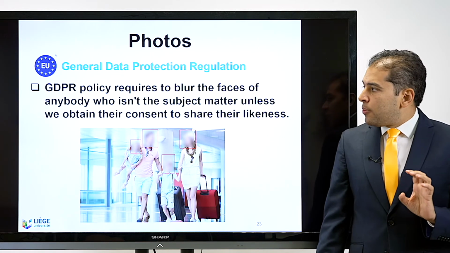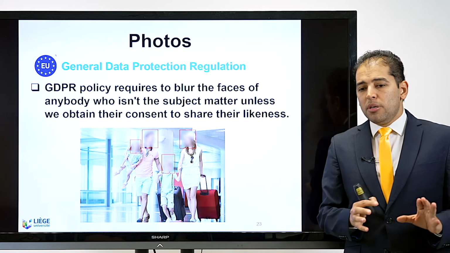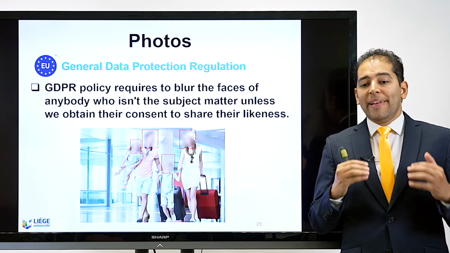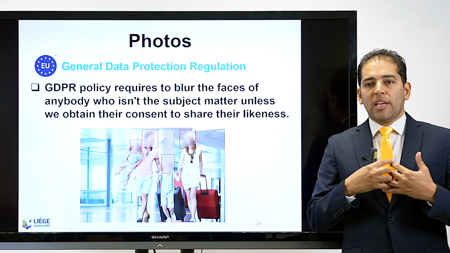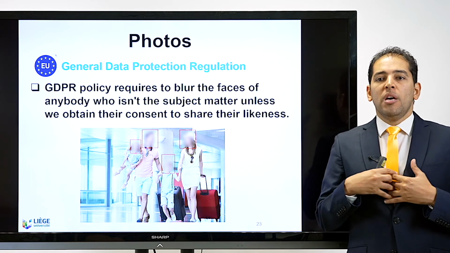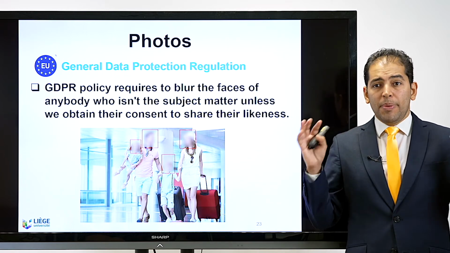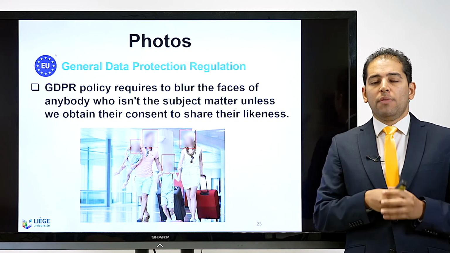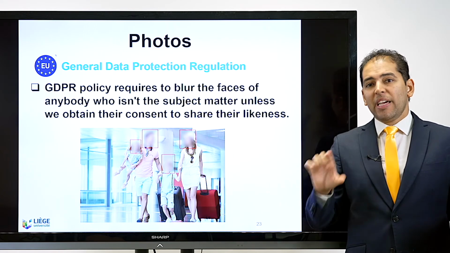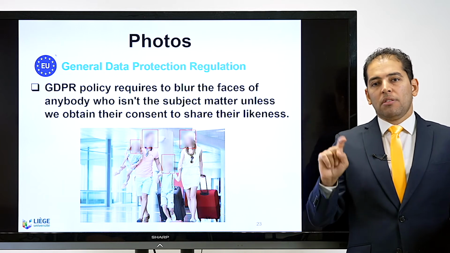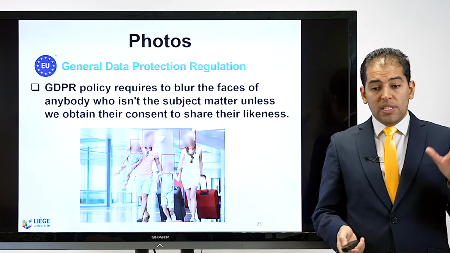Now, GDPR policy regarding images also requires to blur the faces of anybody who isn't subject matter unless we obtain their consent to share their likeness. So anybody who is taking pictures or the research is involving pictures in public spaces, involving people, any human being appearing on the picture, if they do not have a written consent in a digital format or a physical format that their image can be shared or they can be part of your study, then you must blur these images.